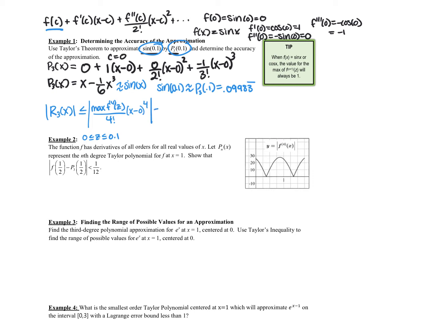So now we just need to find these values. For x, you're going to plug in where you're approximating it at. So where are we approximating it at? 0.1. So you're going to plug that in for x. And now we're going to find the maximum of the fourth derivative for z between those values.